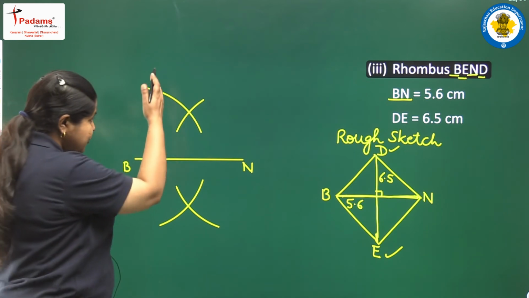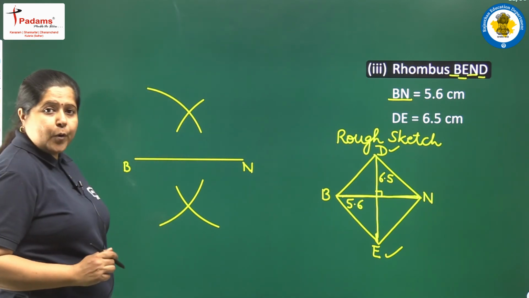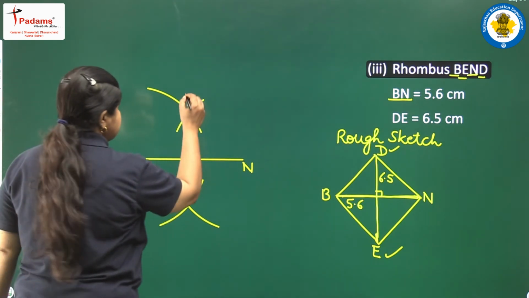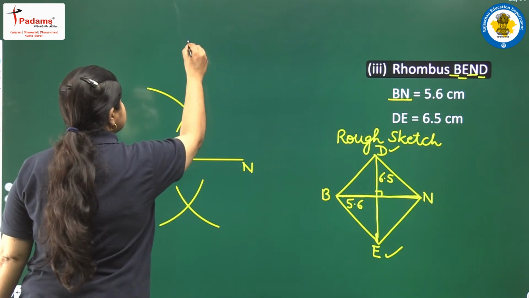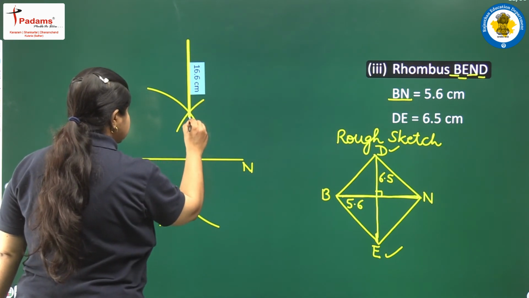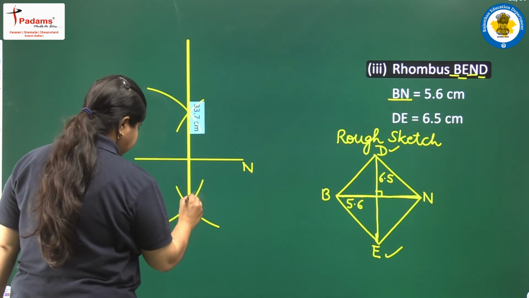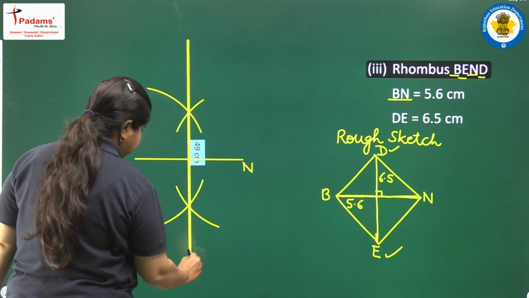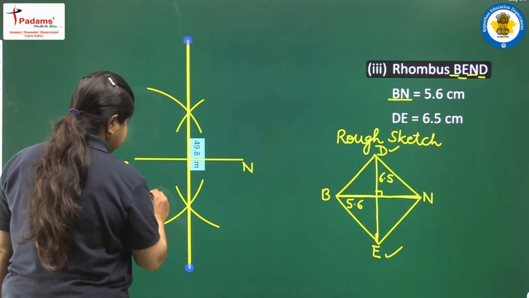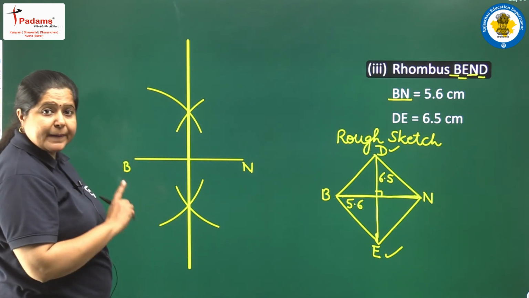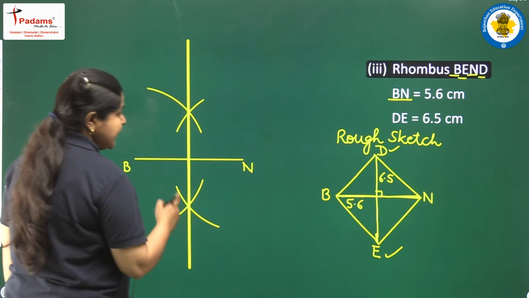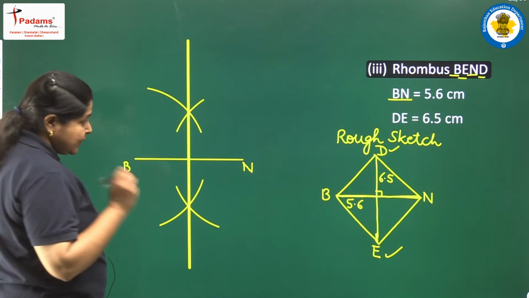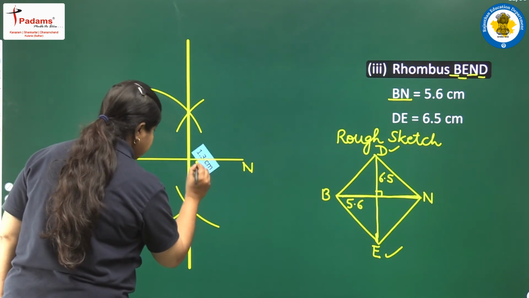Now we will join these 2 points in this way. We will start from here, join the 2 points, in this way. This is the perpendicular bisector of BN, and let the point of intersection of BN and this bisector be O. Let us write it as O.